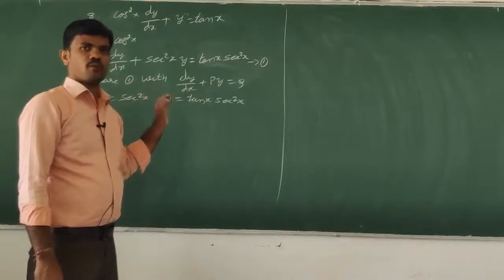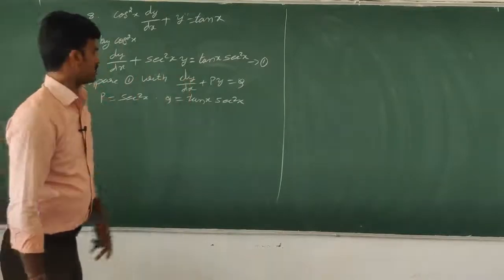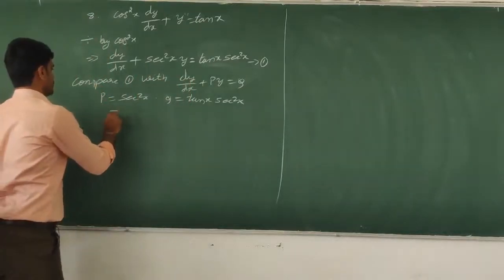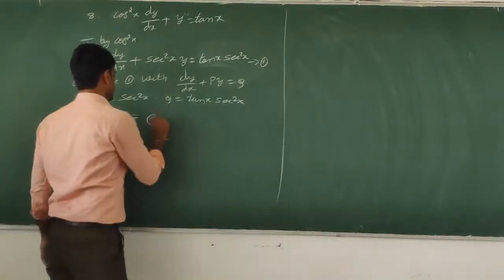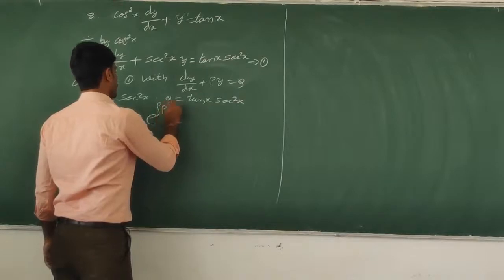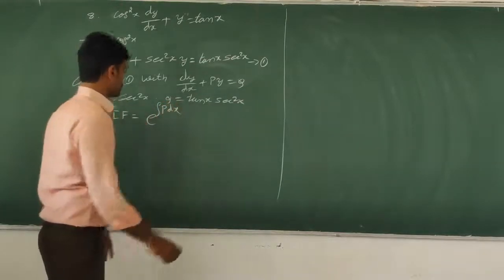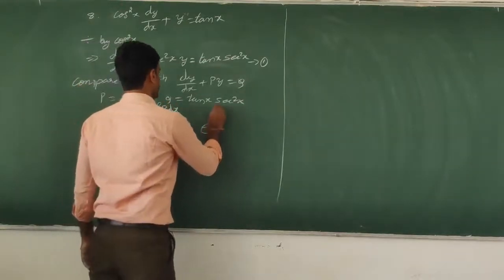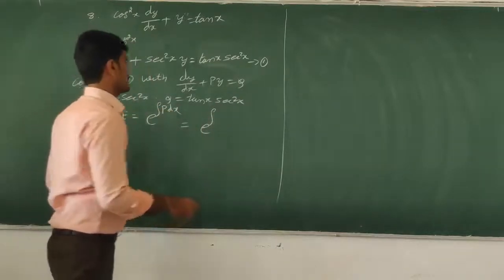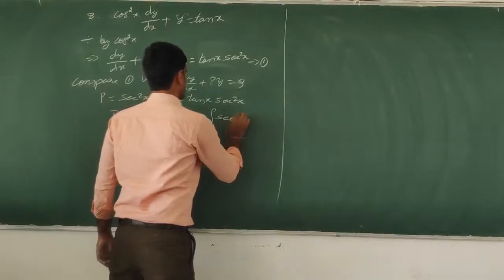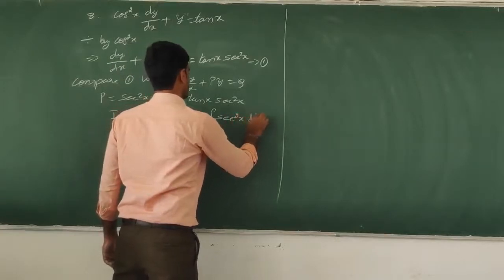In the second step we have to find the integration factor. Next our aim is to find the integration factor by using the formula e to the power integration of p dx. So this is equal to e to the power integration of, what is the value of p here? p is nothing but secant square x into dx.